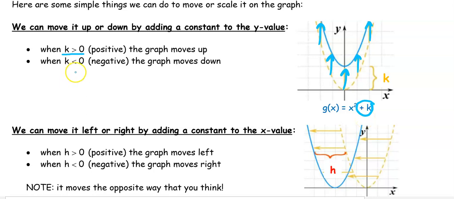Now, if we had changed that k value to a negative number, for example, let's say we had made g of x equal to x squared minus k, that means we would have taken that parent function and moved it down. So moving it, shifting it, translating it up and down is going to happen by adding or subtracting a k value outside of that x squared.